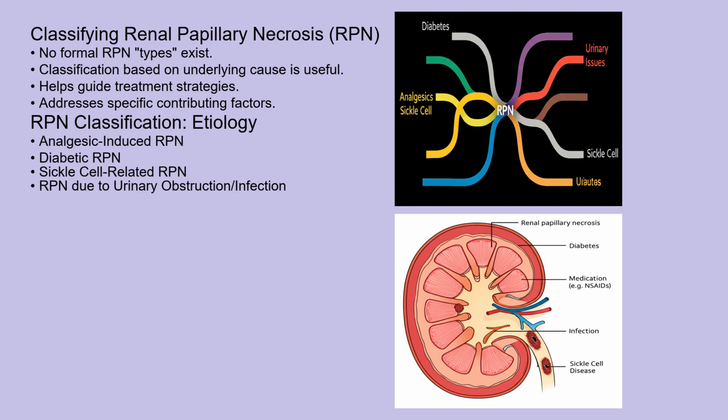While there aren't formally defined types of RPN, it is useful to classify it based on the underlying cause. We can differentiate between analgesic-induced RPN, diabetic RPN, sickle cell-related RPN, and RPN caused by urinary obstruction or infection. This classification helps guide treatment strategies and address the specific contributing factors.